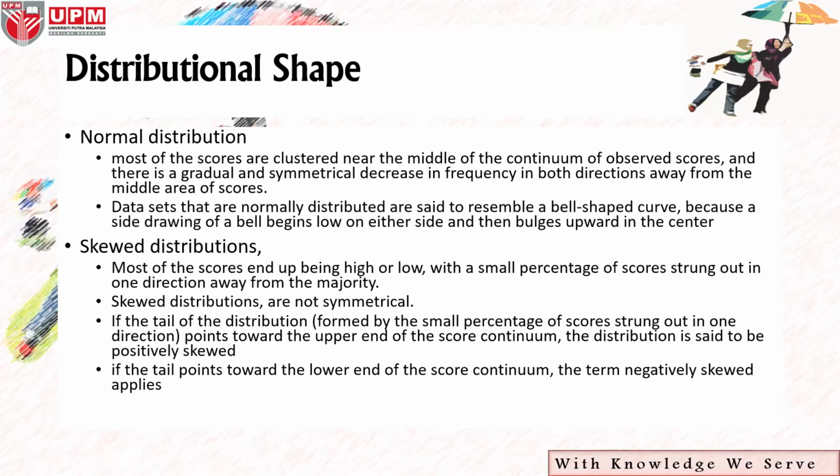Okay, if the tail of the distribution, formed by the small percentage of scores strung out in one direction, points toward the upper end of the score continuum, the distribution is said to be positively skewed. If the tail points toward the lower end of the score continuum, which is on the left side, then the term negatively skewed applies. Yang ni kita refer kepada tail. If the tail is located on your left side, it means that it is negatively skewed. If the tail is located on the right side, then it is positively skewed.